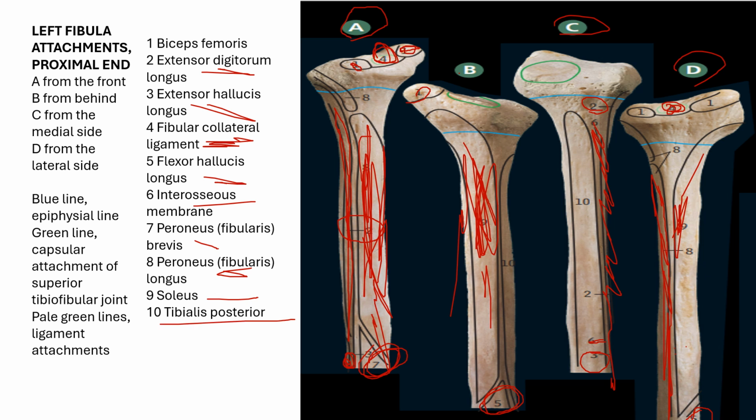The last one, the 10th, is the tibialis posterior. So tibialis posterior we generally see on the medial surface of fibula. Tibialis posterior originates from the interosseous membrane, posterior tibia and some parts of the fibula, and inserts on the navicular, cuneiform, cuboid and the base of 2nd to 4th metatarsals, supplied by the tibial nerve.